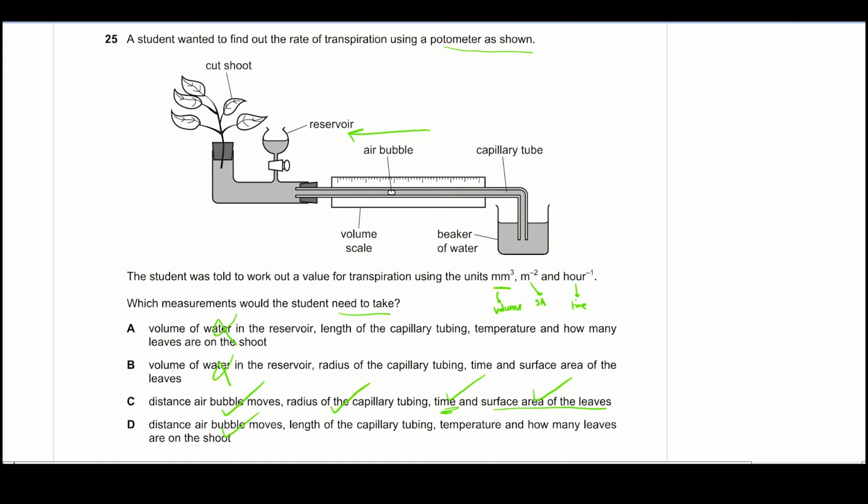For D, let's check it. Length of the capillary tubing. We don't actually need the length of the capillary tubing, so this is incorrect. So the answer is going to be C.